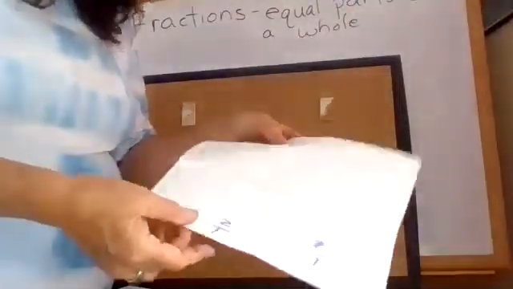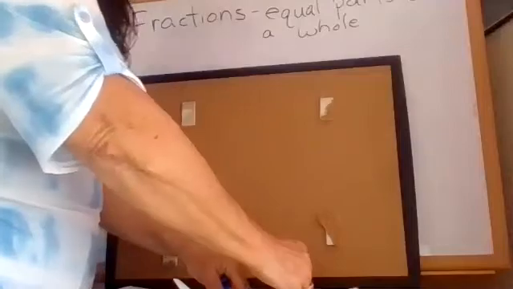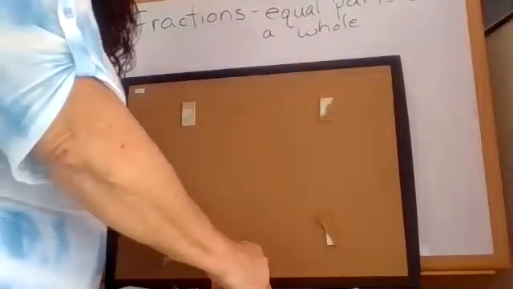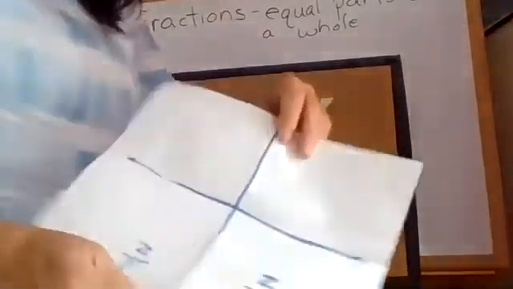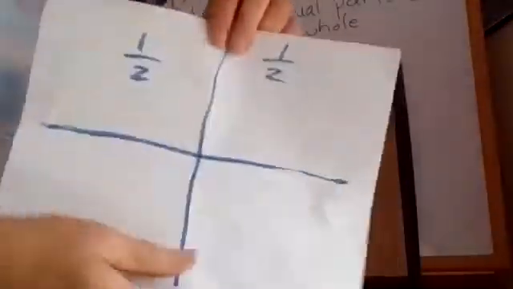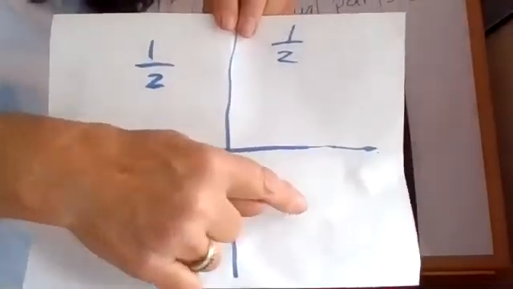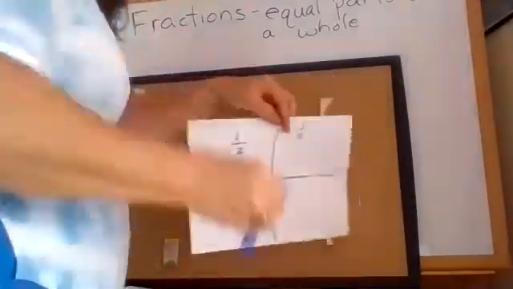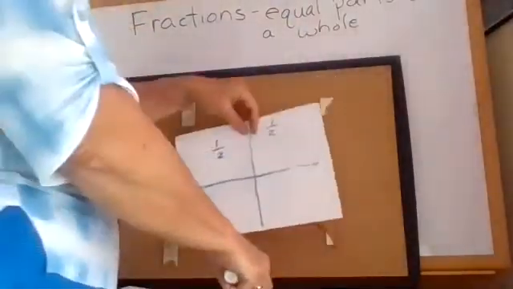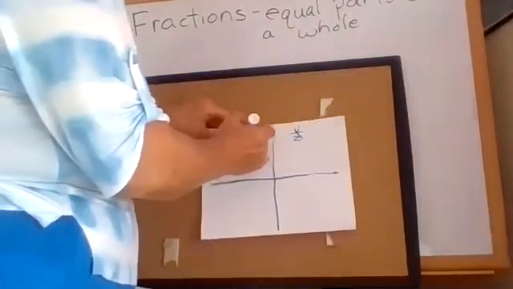But something happened when we folded it in those two lines. I'm going to draw a line on my paper, and look what happened. I have 1, 2, 3, 4. Now I have 4 spaces. What do you think we might call each one of those spaces? Yep, we're going to call them 1/4.